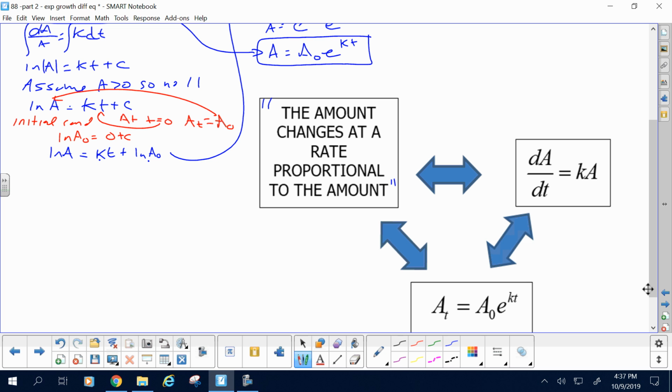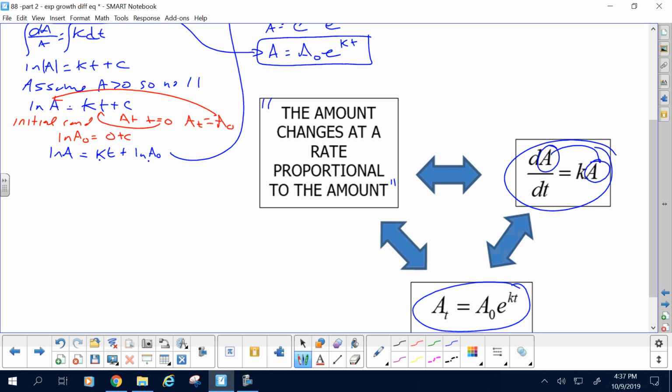The amount changes at a rate proportional to the amount. That's the same as the differential equation. The amount changes at a rate proportional to the amount. And with all the separation of variables we just showed, that leads to the exponential growth or decay equation, depending on if k is positive or negative.